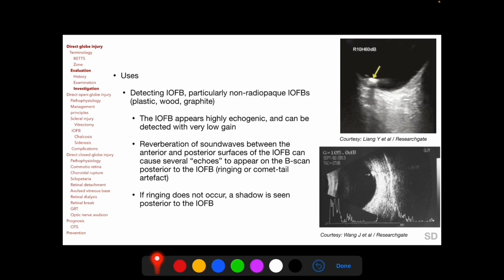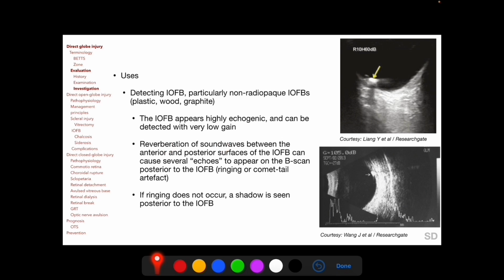B-scan ultrasonography is used to detect intraocular foreign body, particularly non-radiopaque intraocular foreign bodies made of plastic, wood or graphite, which escape detection on CT scan or X-ray. The intraocular foreign body appears highly echogenic on ultrasound, as seen here in these two ultrasound images, and so can be detected with very low gain. We have discussed gain in ultrasound in the session on ultrasonography.